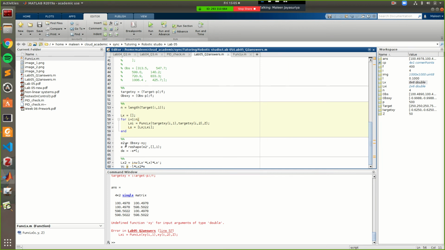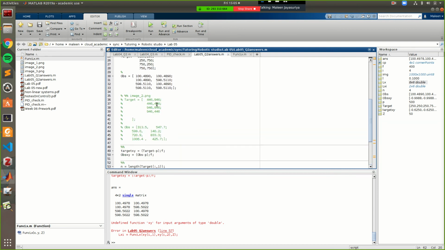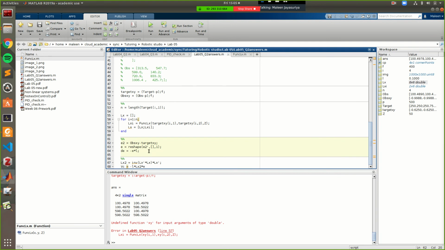The error term is my observation minus the target, right? But you can see if I subtract these two, I'll get a 4x4 matrix. I need to put that into a long vector. So I use this reshape function to do that, right?